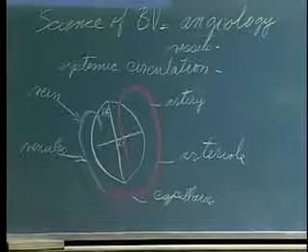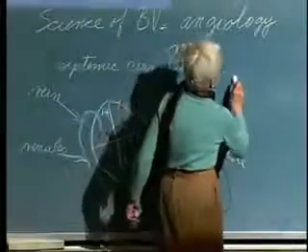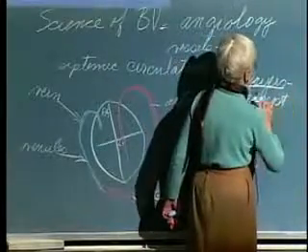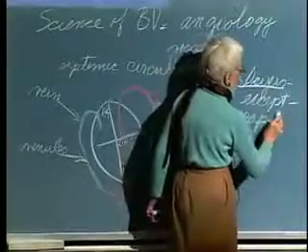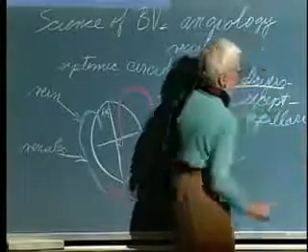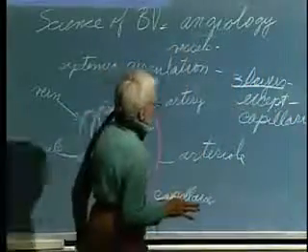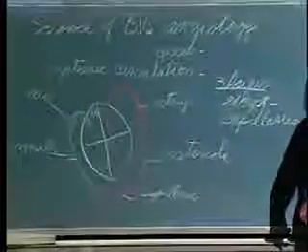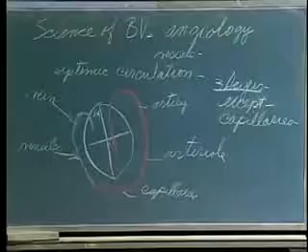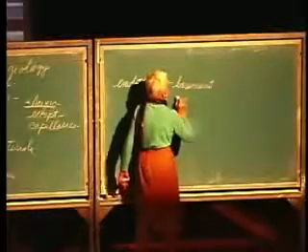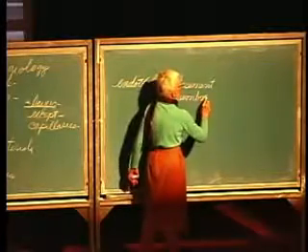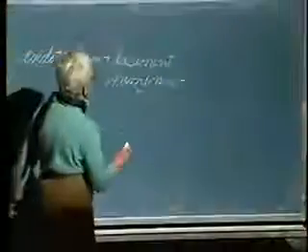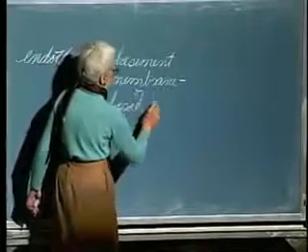Now, all of these vessels have 3 layers, except what? Capillaries. Capillaries will just have 2. They'll have endothelium plus a basement membrane. Some authors like to use the term lamina, a basal lamina. Same thing.